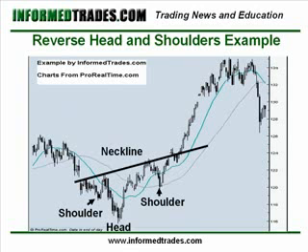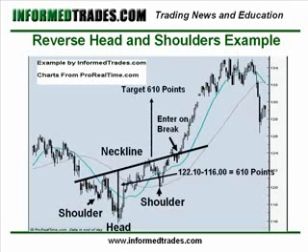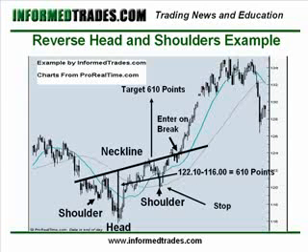Okay, so the reverse head and shoulders is basically the mirror image of the head and shoulders. We also are going to get our projected target by measuring the distance from the head to the neckline. We enter on the break of the resistance this time, since we're flipped upside down. Project our 610 point target from the break of the resistance line or the neckline, and then put our stop loss just above the right hand shoulder, as that is considered the nearest support level.